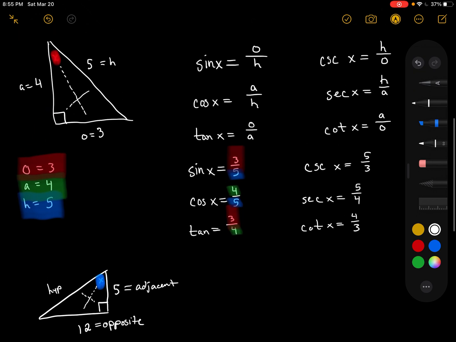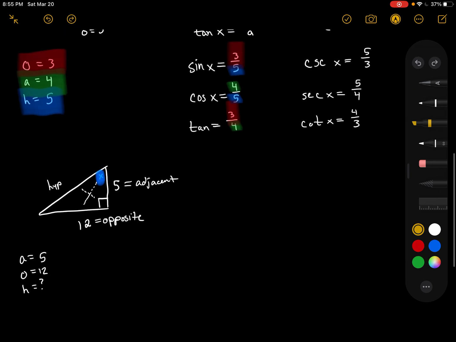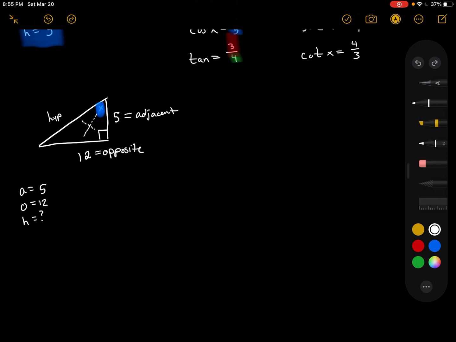Well, let's scroll back up here and take a look at our trig functions. We have an A and an O. So it looks like if we have A and O, we can either use tangent or cotangent. Those two in yellow deal with O's and A's. We have those, we can use them. Everything else has an H, so we're not going to be allowed to use those. So let's copy down tangent. So tangent of angle x equals opposite over adjacent.